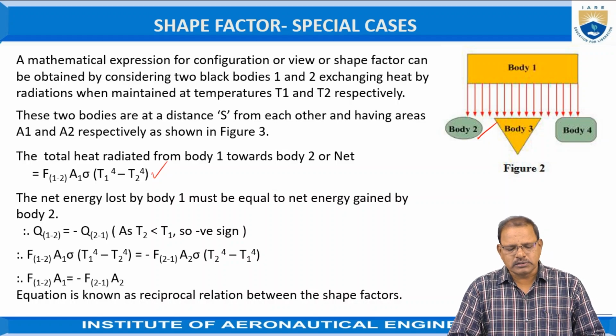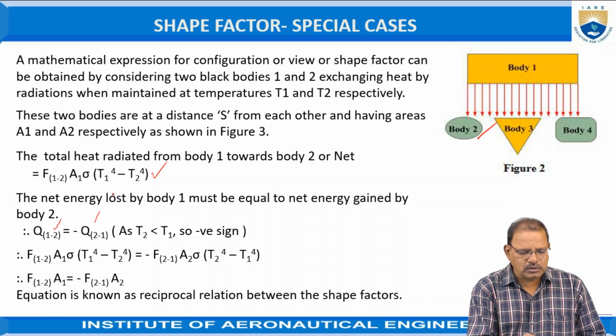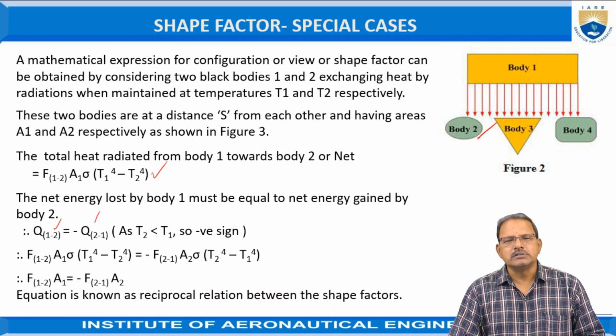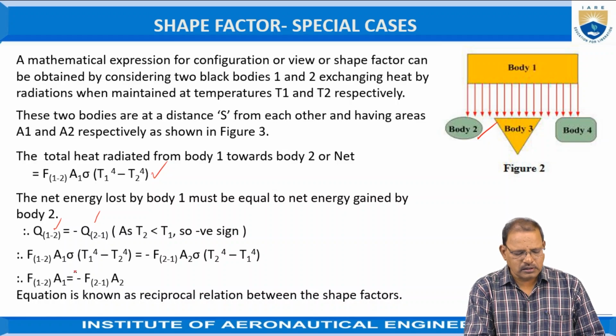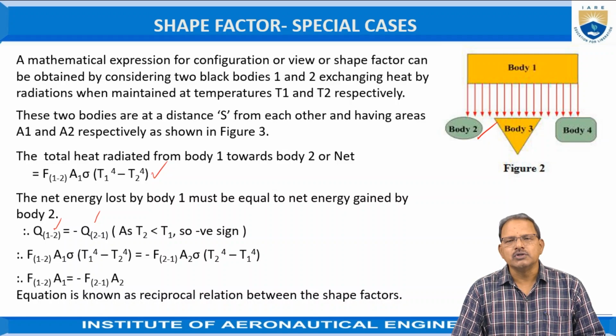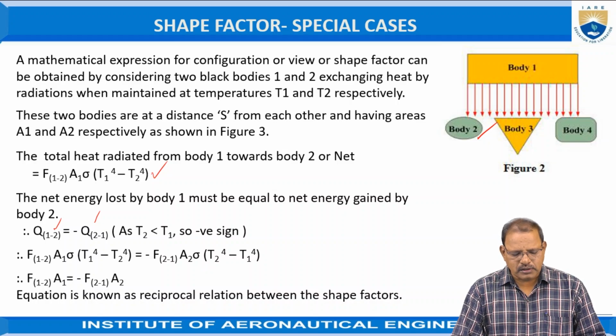So, the net energy lost by body 1 must be equal to the net energy gained by body 2. Now, from these equations, we can say that Q12 is equal to minus Q21. Hence, from these relations, we can say that F12 into A1 into sigma (T1 to the power of 4 minus T2 to the power of 4) should be equal to F21 A2 sigma (T2 to the power of 4 minus T1 to the power of 4).